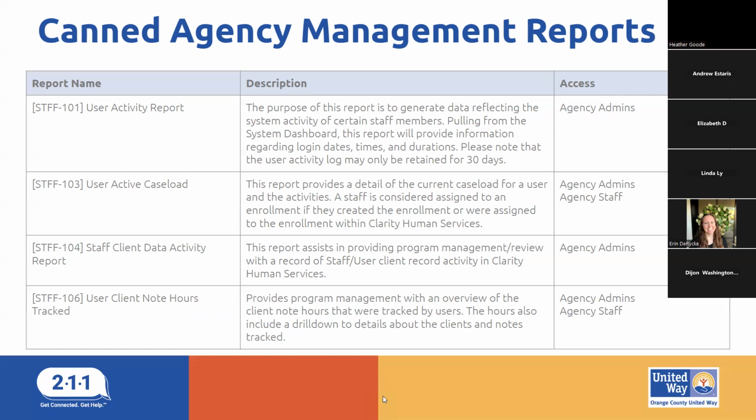And then the third report is the staff client activity report. This report assists in providing program management the opportunity to review the records that the user is attached to and the different activity that they complete in Clarity. Currently, only agency admin has access to this, and user client note hour tracks. Both agency admin and agency staff have access to this.